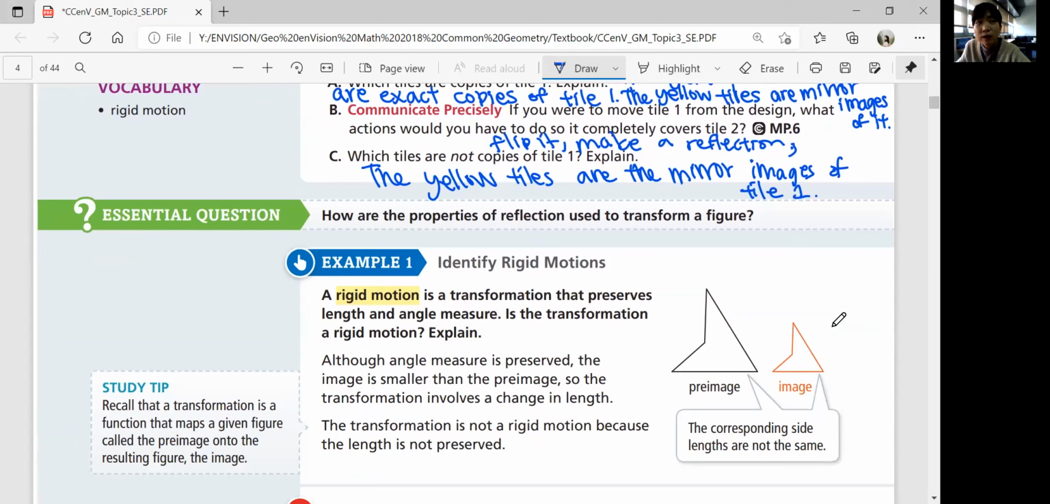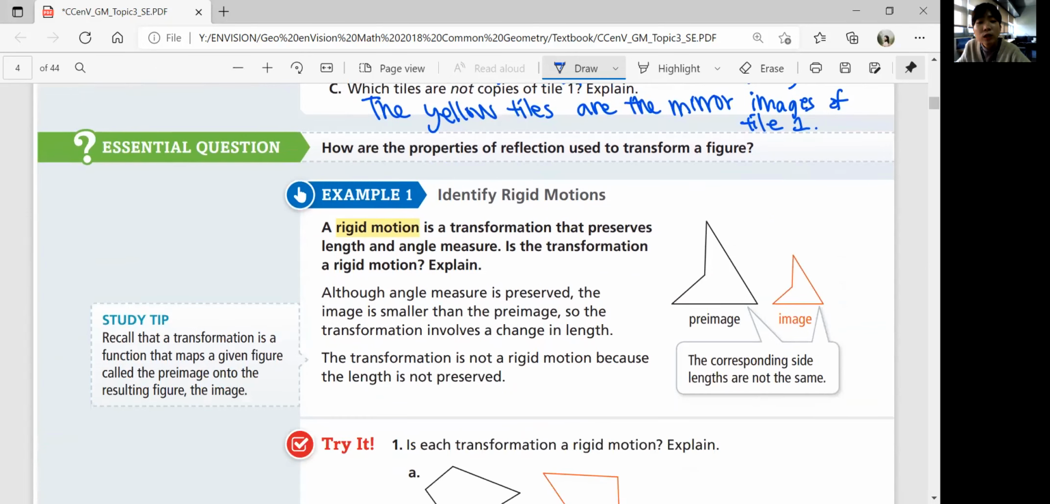Look at example 1. Identify rigid motions. A rigid motion is a transformation that preserves length, very important, and angle measure. It preserves length and angle measure. It's a transformation of rigid motion. So check if it preserves length and angle measure. If it does, it's a rigid motion.